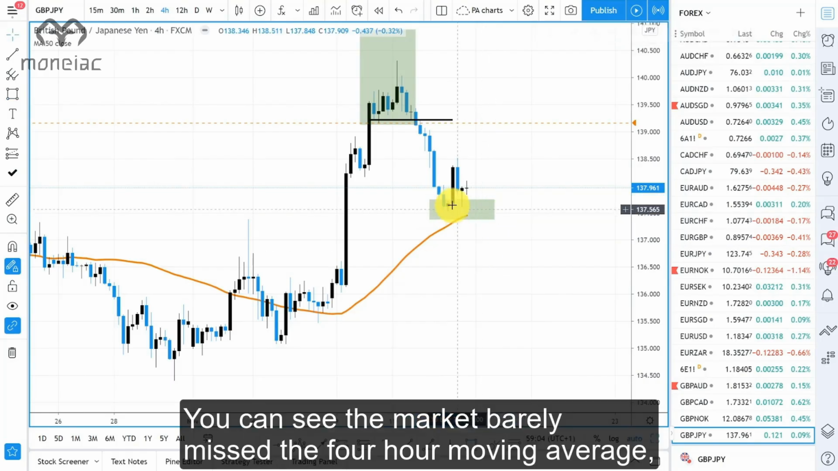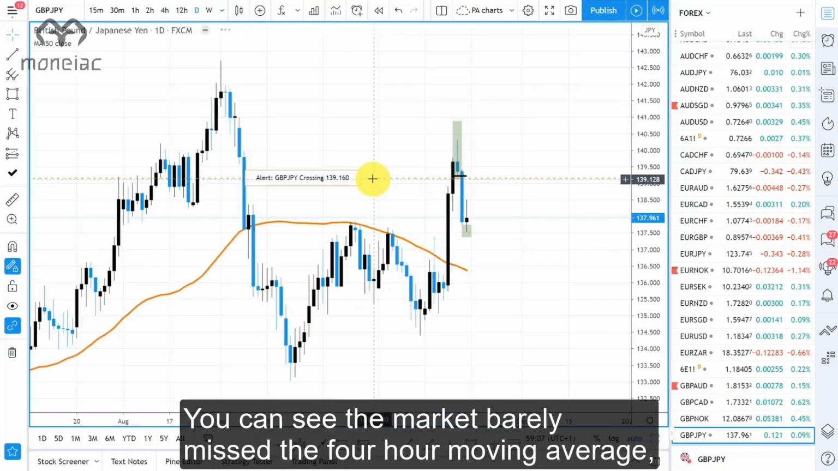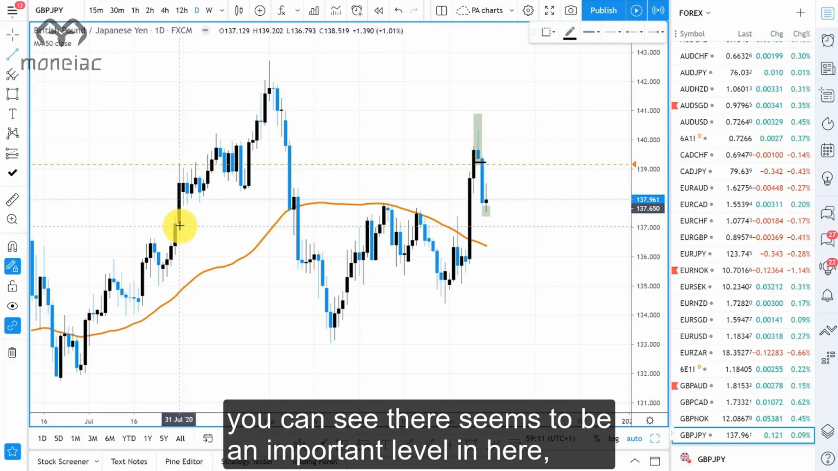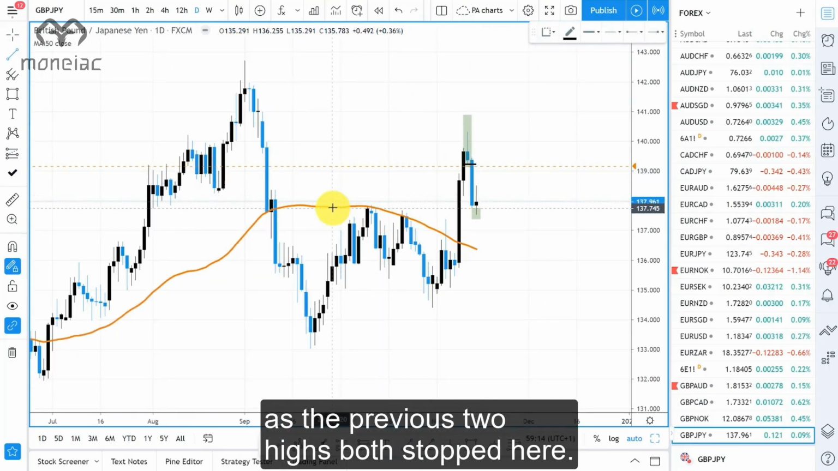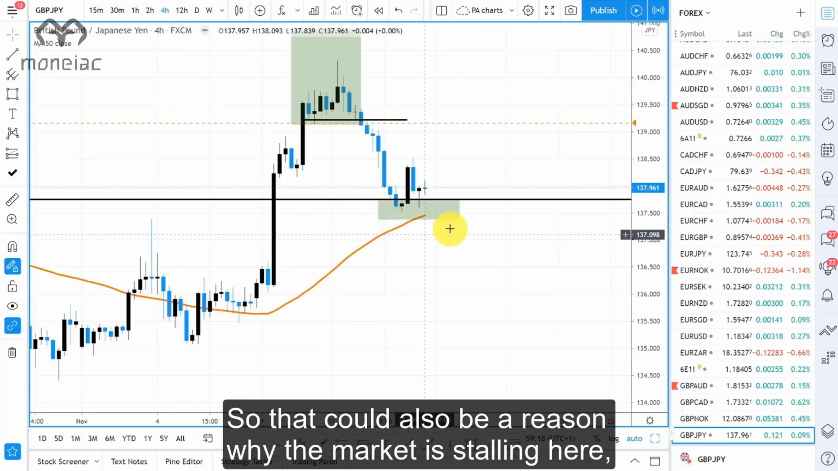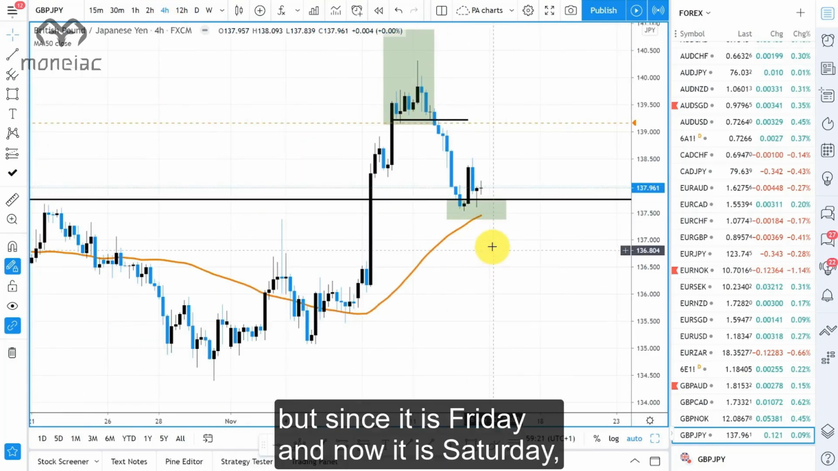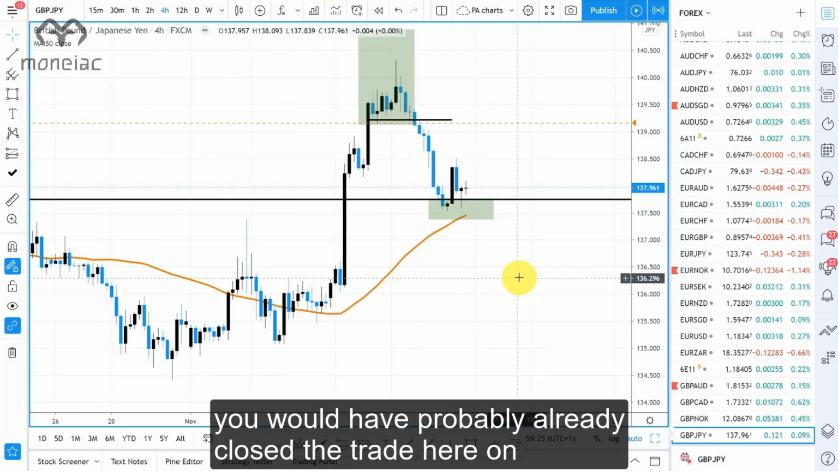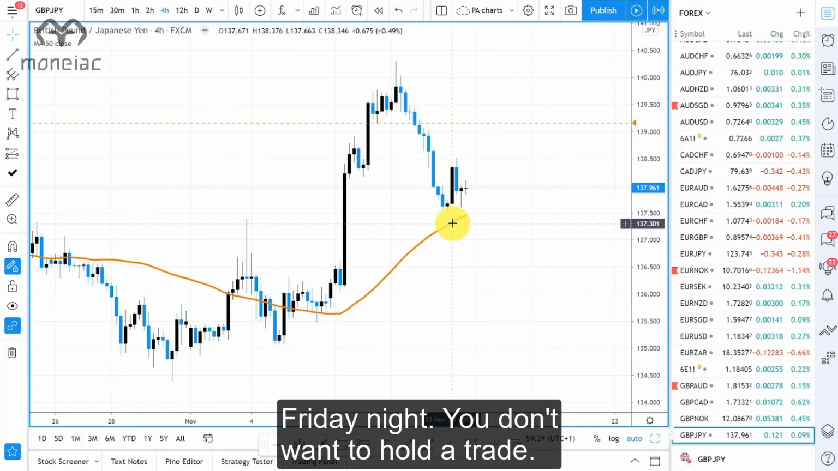You can see the market barely missed the 4-hour moving average, and it's not even close to the daily. However, you can see there seems to be an important level in here. The previous 2 highs both stopped here, so that could also be a reason why the market is stalling here. But since it is Friday and now it is Saturday, you would have probably also already closed the trade here on Friday night. You don't want to hold the trade.